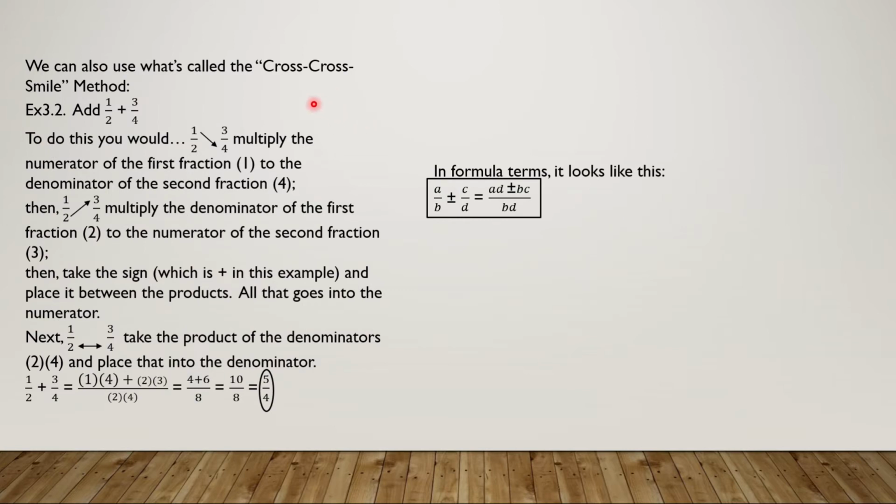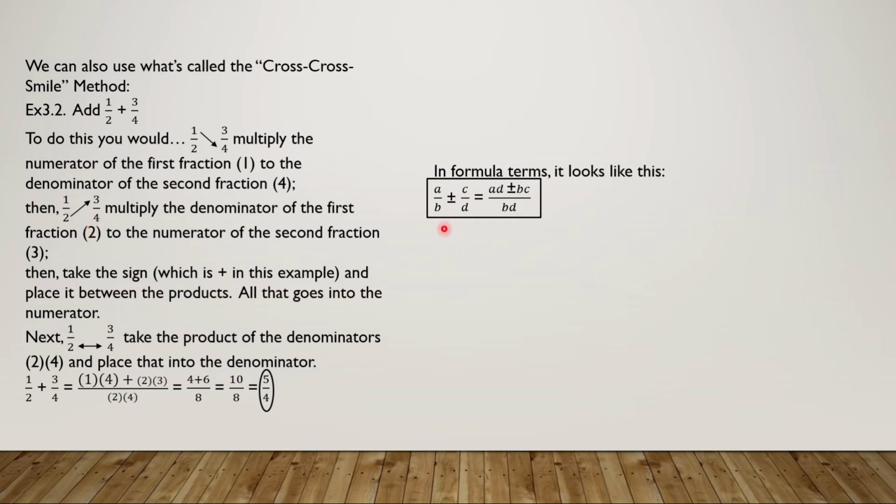If you've never heard of this method, basically what you would do is take the numerator of the first term and multiply it to the denominator of the second term. And then whatever sign is in between, in this case a plus, you would attach that afterwards, and then take the denominator of the first term, multiply that to the numerator of the second term, make that divided by everything, and then multiply the denominators of both the first and the second term.